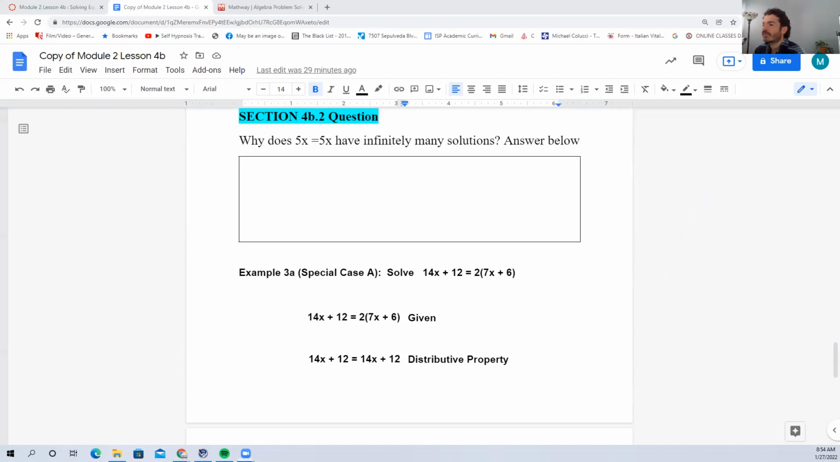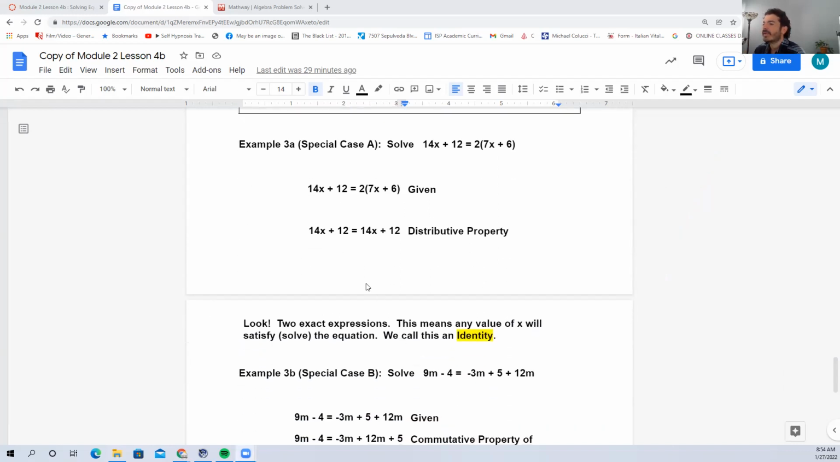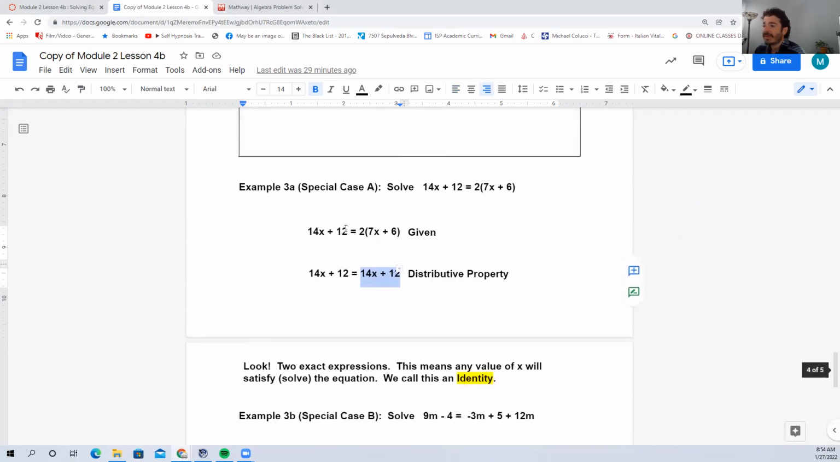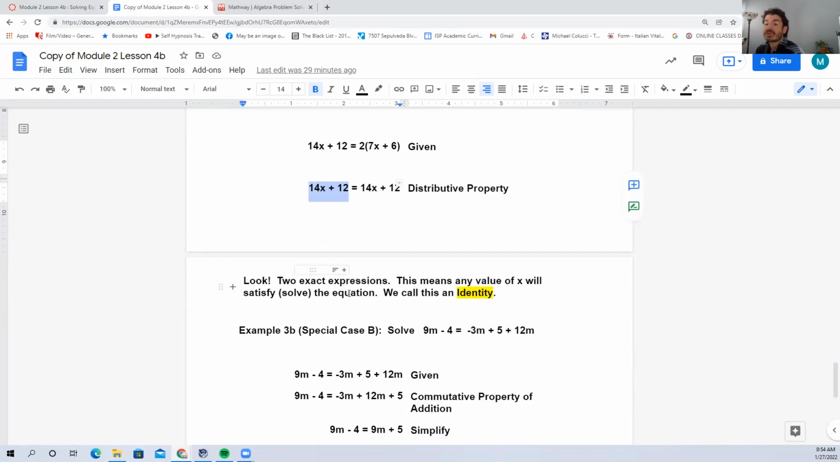So solve this. Here's a special case. They solve it, and look, they came up with exactly the same thing on both sides, 14x plus 12. So you can plug in anything for x, and you'll get the exact same answer because they're identical. But they weren't identical initially, right? They looked different. We had to do a little bit of math to show that, oh no, this is the exact same expression on either side of the equation.